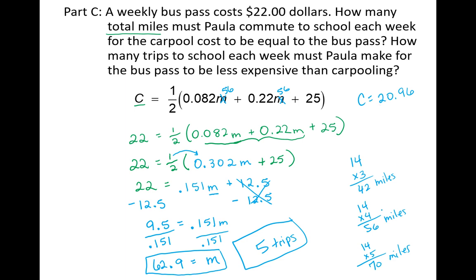But as soon as she makes 5 trips and she's going 70, if I change this number to 70 now, let's see how much it's going to cost. 0.082 times 70 plus 0.22 times 70 plus 25. When she divides that in half, that's going to cost $23.07. So that's definitely more than the bus pass.